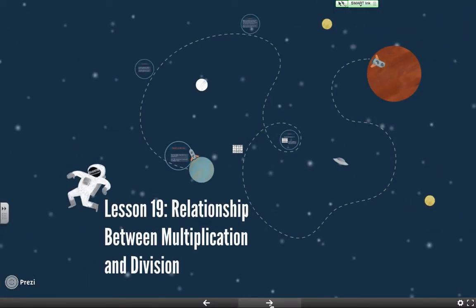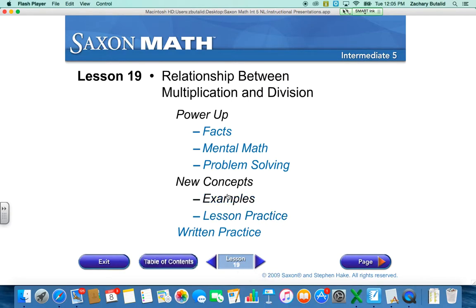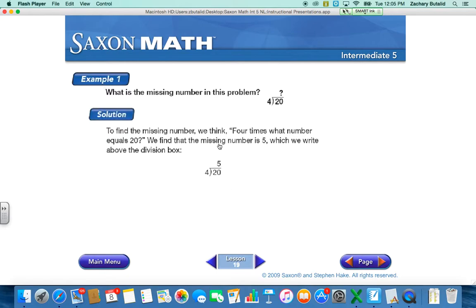Okay, let me go to our examples for today. All right, so what is this missing number in this problem? Remember, just like I just mentioned, you got to figure out what times 4 equals this on the inside. So to find this number, we think 4 times what number equals 20, and we find that the missing number is 5. So we write 5 on top of the division box.